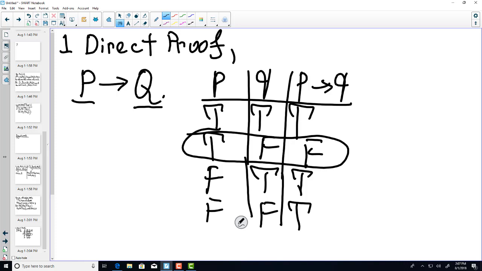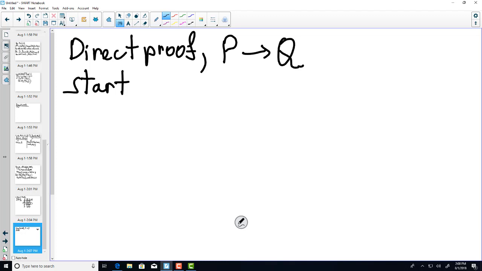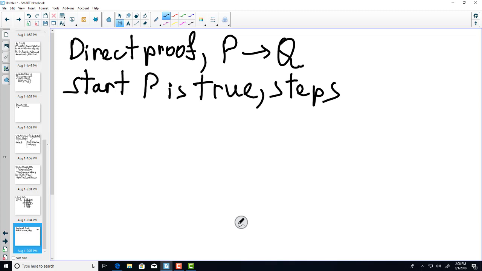So direct proof is viewed in this form. Suppose we have two statements P and Q. We start by assuming that P is true, and we produce a series of steps, each one following from the previous one, which eventually leads to Q. Then we have a chain of steps added to the initial statement P such that we reach the final statement Q.